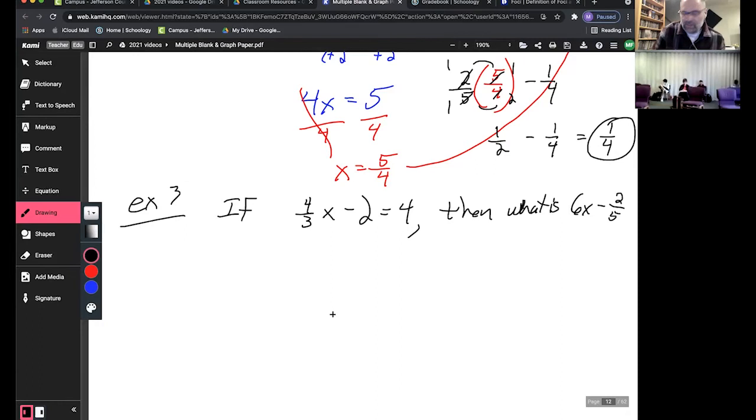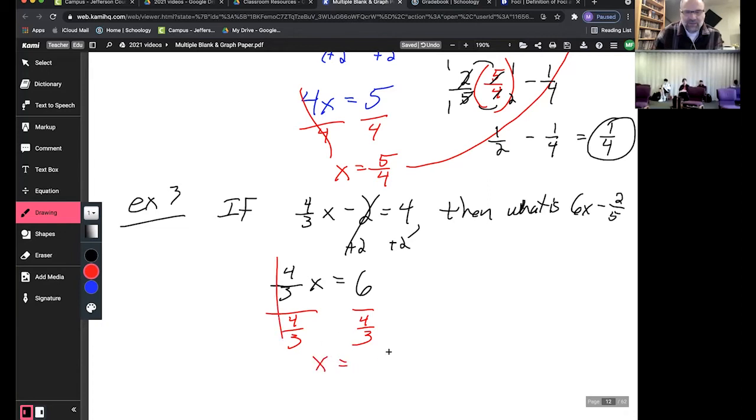Okay. I'm going to add 2 to both sides to get rid of that 2. So you get 4/3 x equals 6. And then we have to divide by 4/3. Oh boy. So dividing by a fraction means copy dot flop. So 6/1 times 3/4. Okay, I'm going to simplify this a little bit. The 6 and 4 reduce to 3 and 2. So then I get 9/2 for X.